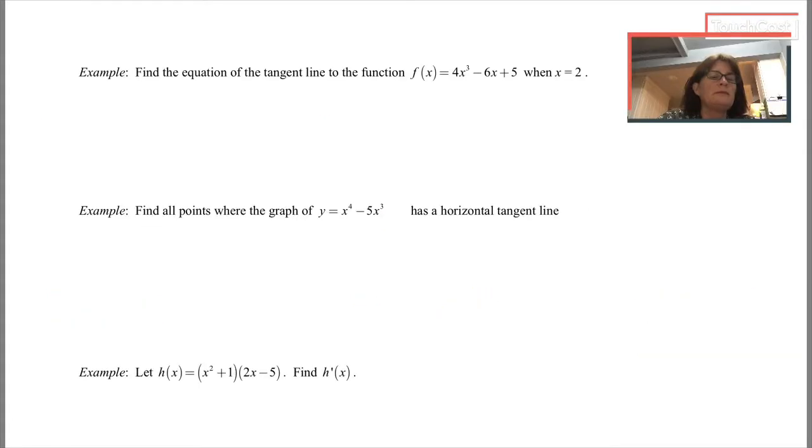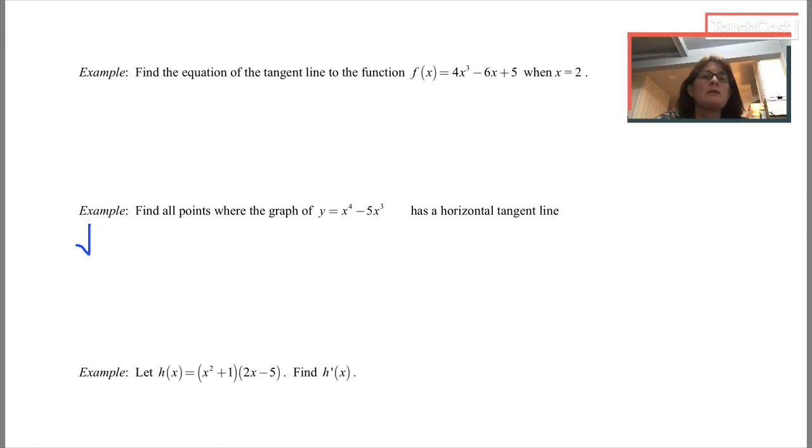Final answer. All right, check out this next one. Find all the points where the graph of x to the fourth minus 5x cubed has a horizontal tangent. Well, the slope of the tangent line is the derivative, because the slope of the curve is the derivative. And specifically, a horizontal tangent means a tangent with a slope of 0. So my goal here is to find the derivative of y, and then figure out where that derivative is equal to 0. So the slope would equal 0.